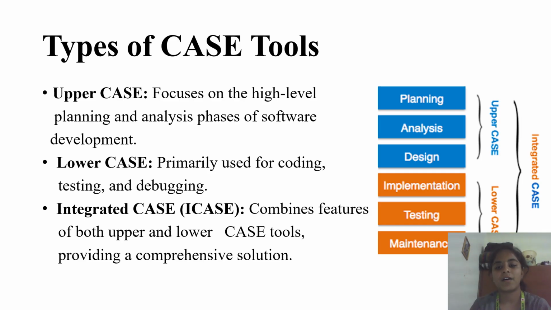In these six phases, the case tools will be used, and they are categorized into three types: upper case, lower case, and integrated case. Upper case focuses on high level planning, which means the planning and analysis phases of software development. So in upper case, planning, analysis, and designing take place. Then coming to lower case, it is primarily used for coding, testing, and debugging. In lower case, implementation, testing, and maintenance take place.